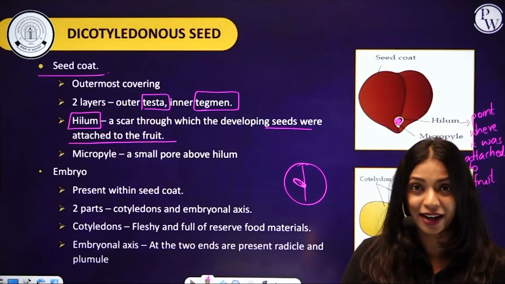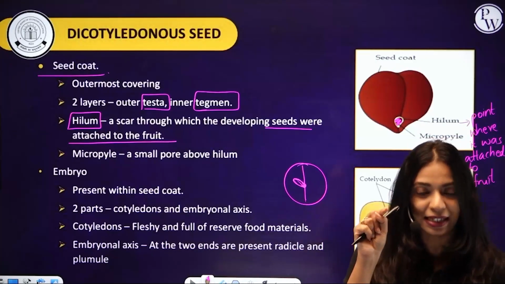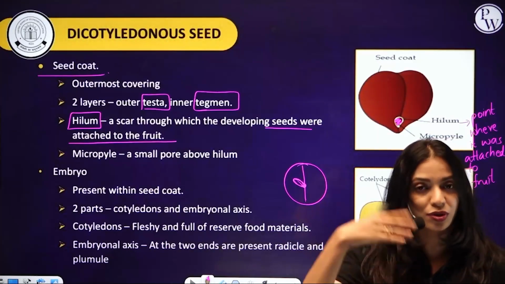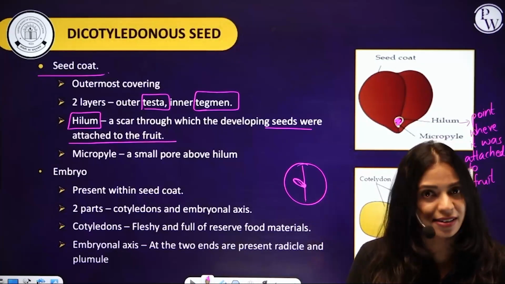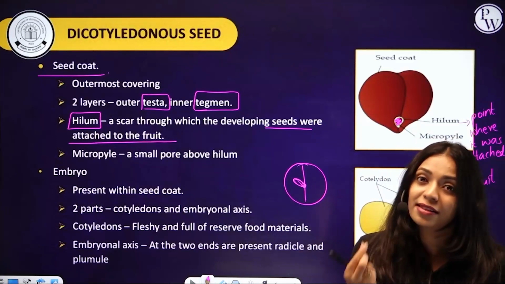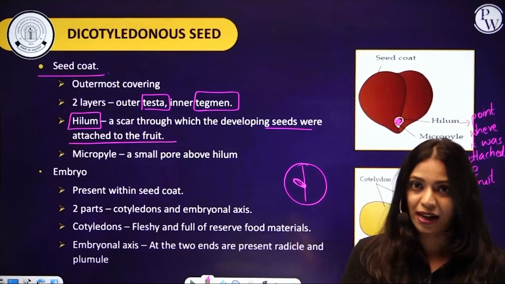If you've seen black-eyed peas and some seeds, you can see clearly there is a color differentiation also. The rest of the seeds will be in one color and that part will be in another color. That is nothing but the hilum. It indicates the point at which the seed was attached to the fruit.